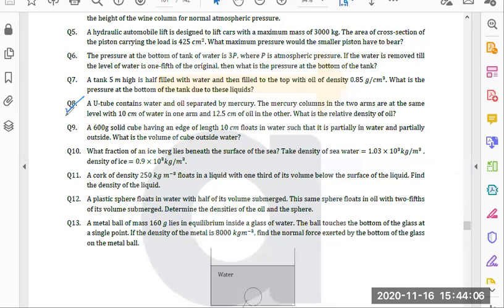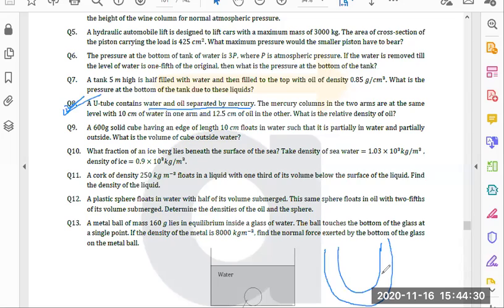Now, 8. Let's see question 8. A U-tube container with water and oil separated by mercury. Okay. Now, I hope all of you remember this question. Tell me yes or no. Tell me, guys. We have solved a problem like this. Exact problem like this. The only thing is the data was changed.